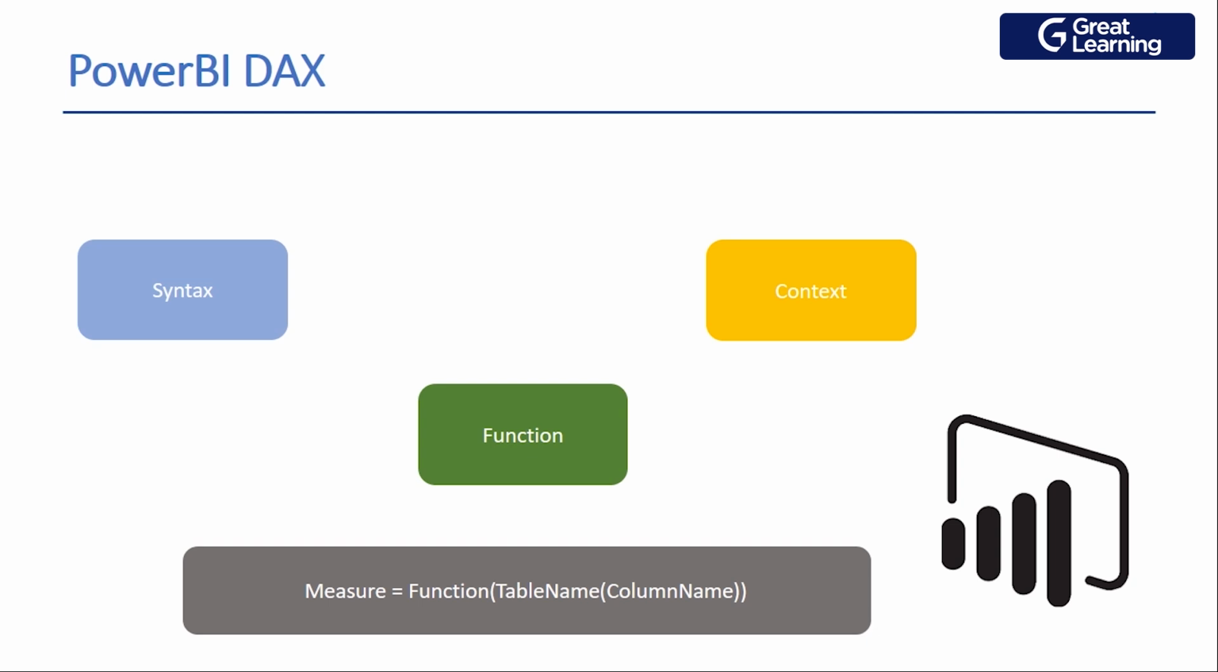Similarly, if you are adding a filter either to a column or even to a row or to the entire data, then it is called a filter context. So basically you have two contexts here, that is your filter context and your row context. Similarly, you have functions and syntax in Power BI DAX.